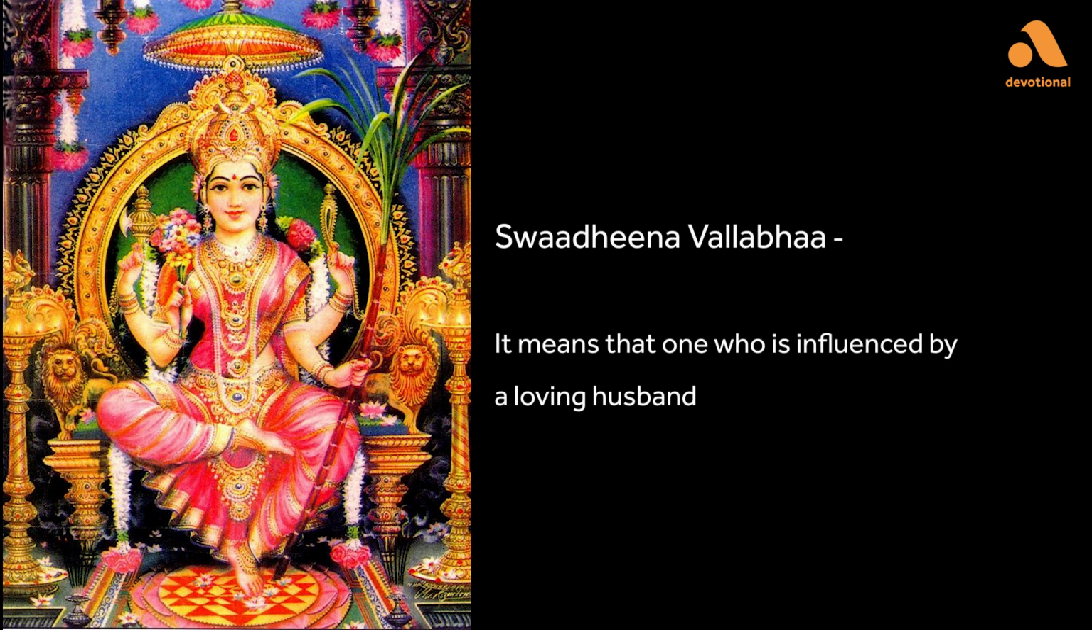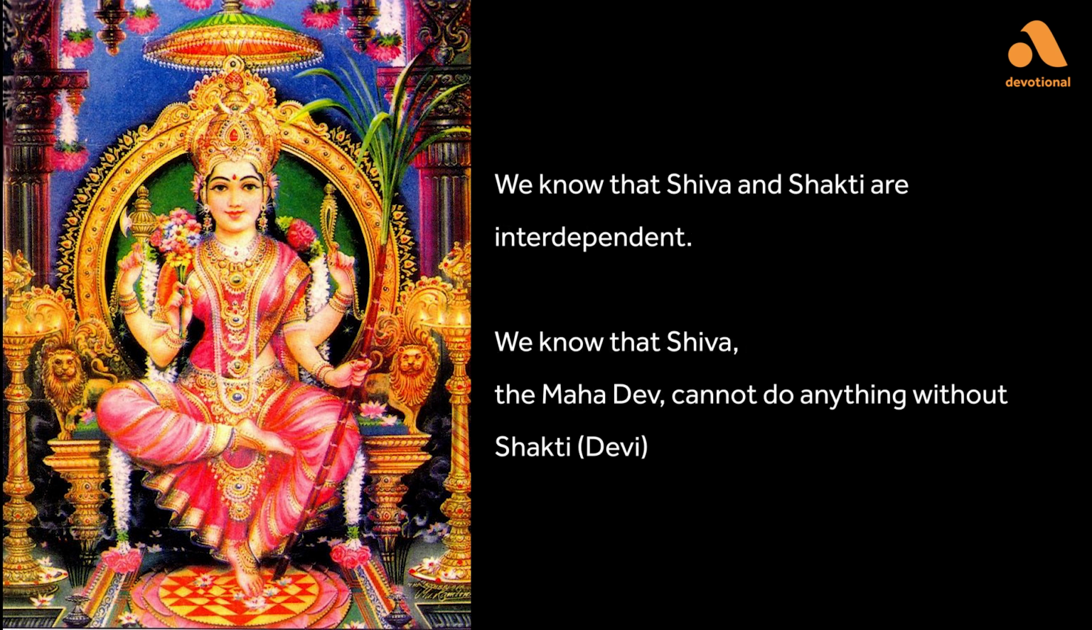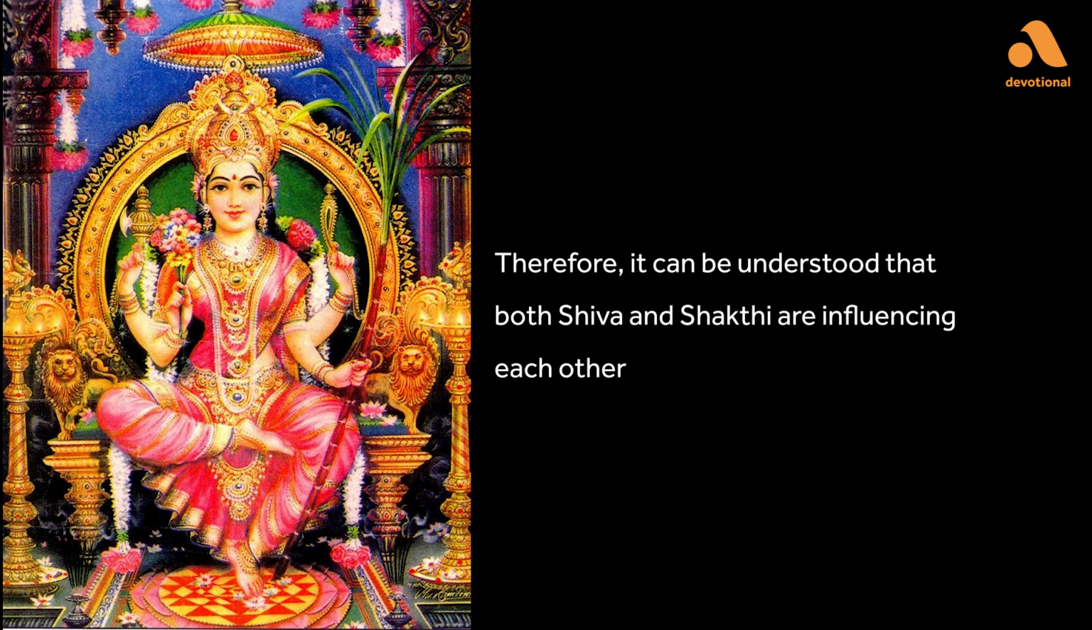Swadhina Vallabha. It means one who is influenced by a loving husband. We know that Shiva and Shakti are interdependent. We know that Shiva, the Mahadev, cannot do anything without Shakti, that is Devi. Therefore, it can be understood that both Shiva and Shakti are influencing each other.